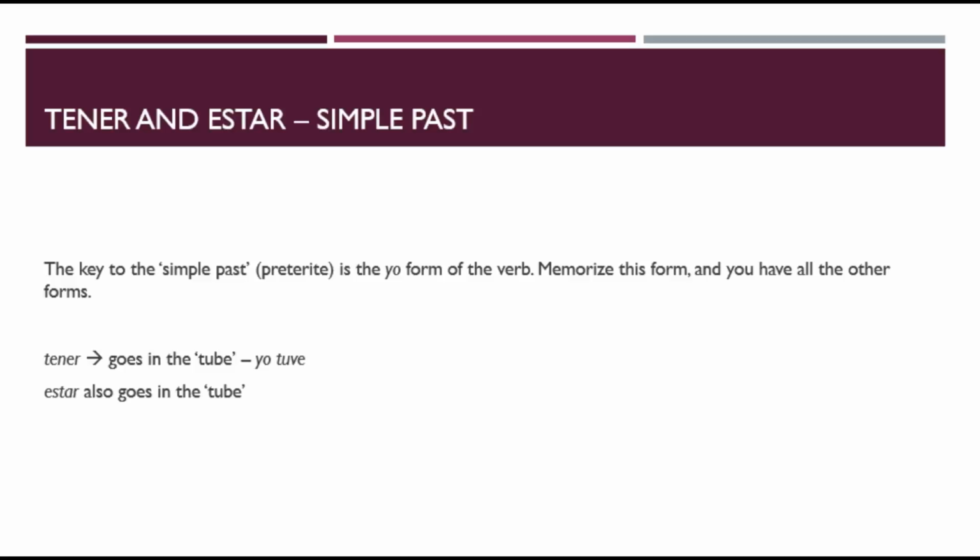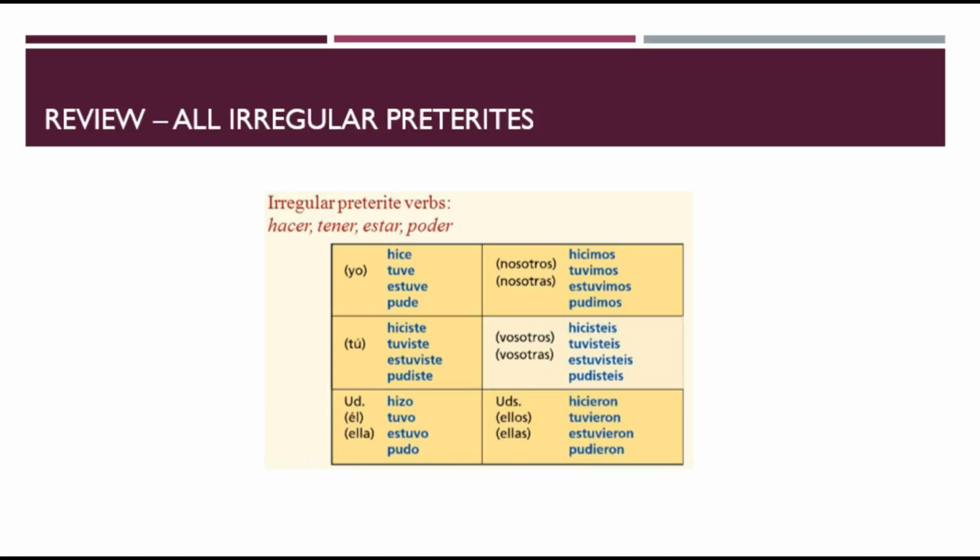Okay, tener and estar. You need to be familiar with the simple past of these verbs, what we call the preterite or the simple past. The key here is the yo form of the verb. If you know that one, then you know all of them. Tener, for example, goes in the tube, so you get yo tuve. Estar also goes in the tube, because tuve is alone in the tube. I had is alone, so you have to put estar in there in the tube as well. So it would be estuve. You just put an es in front of the forms.